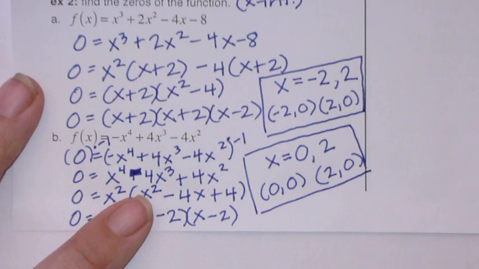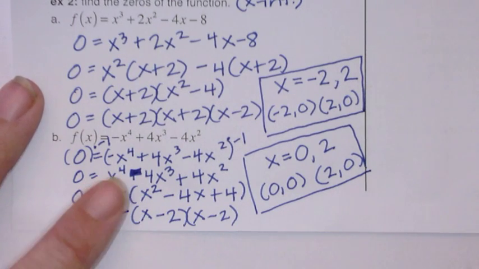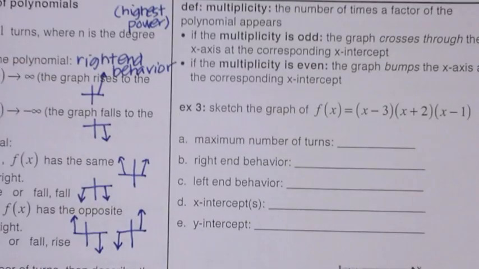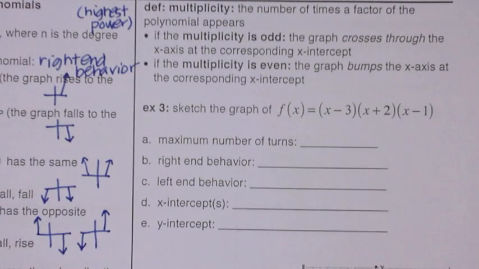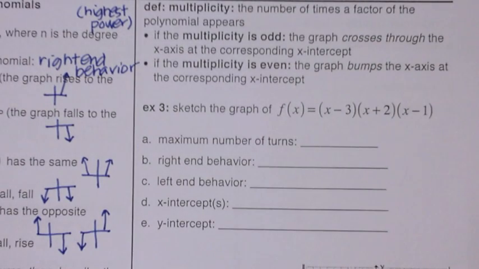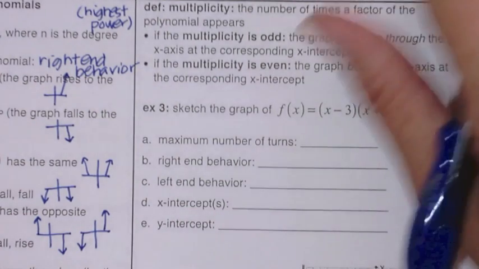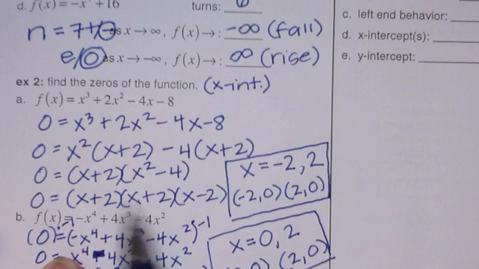Okay, so one last thing we need to cover before we move on to how to actually graph some of these is we need to talk about multiplicity. This is probably something new for you this year. They don't usually cover it in Algebra 2, but you may have seen it. So multiplicity is defined as the number of times a factor of the polynomial appears. So I just want to point out down here in the problems we just did, x plus 2, because it shows up twice when I'm factoring, has a multiplicity of 2.